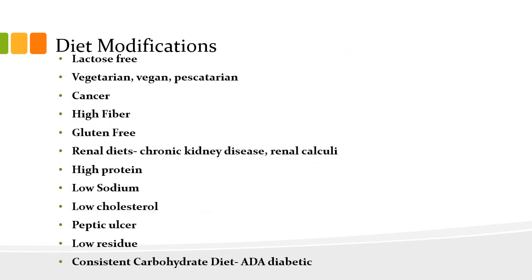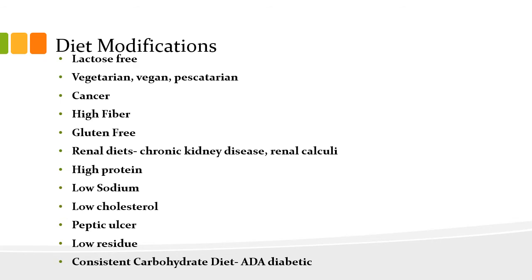Continuing on with diet modifications, there are people that need to be lactose-free because their body cannot digest the enzyme lactose. They're vegetarian, vegan, and pescatarian. It's important to understand what your patient can and cannot eat based on their type of vegetarian diet. Cancer diets, high fiber diets, people that need to be gluten-free or gluten sensitive.